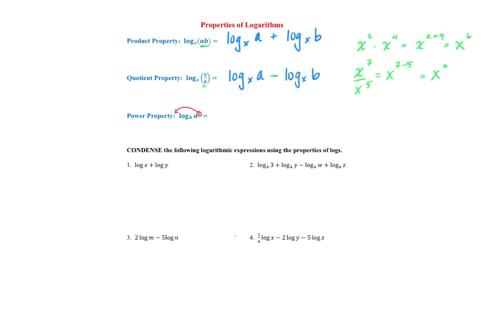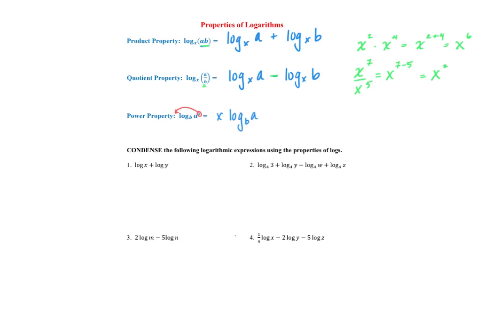So that means that log base b of a raised to the x is equal to x times log base b of a. So if you have an exponent for the argument, you can move it to the front as a coefficient. So let's apply these properties.